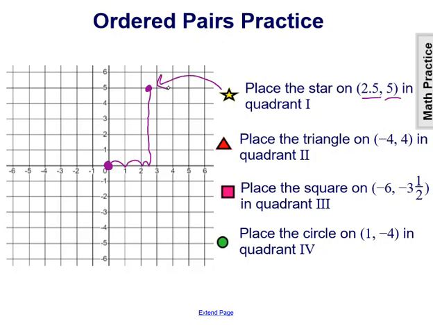Then it says to place the triangle on -4, 4. That'll be in quadrant 2. So we have -4. We're starting at the origin. That will tell me to go left 4. So I'm going to go 1, 2, 3, 4 to the left, and then up 4 from the positive 4 y value. So I'm going up 1, 2, 3, 4. That is where I would place the triangle in quadrant 2.